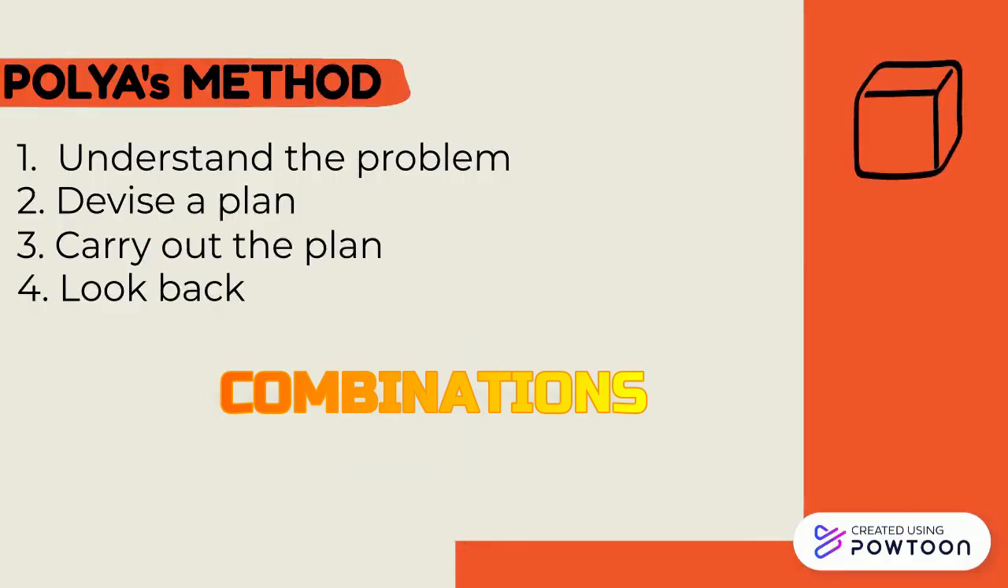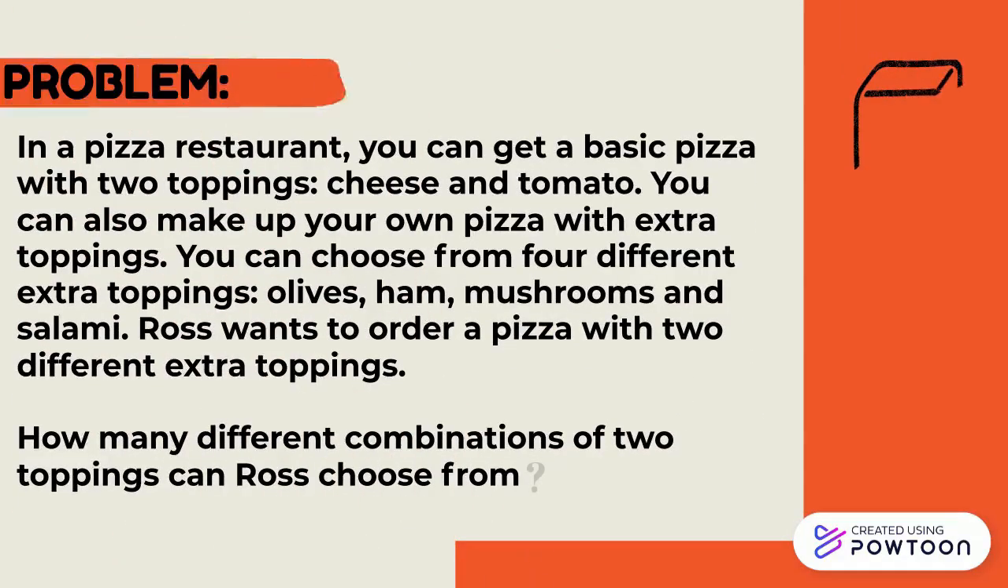Are you ready? In a pizza restaurant, you can get a basic pizza with 2 toppings, cheese and tomato. You can also make up your own pizza with extra toppings. You can choose from 4 different extra toppings: olives, ham, mushrooms, and salami. Ross wants to order a pizza with 2 different extra toppings. How many different combinations of 2 toppings can Ross choose from?